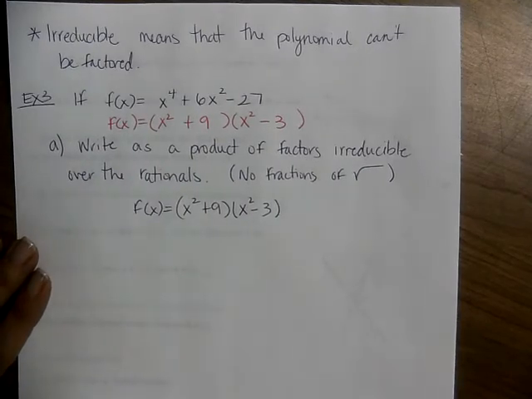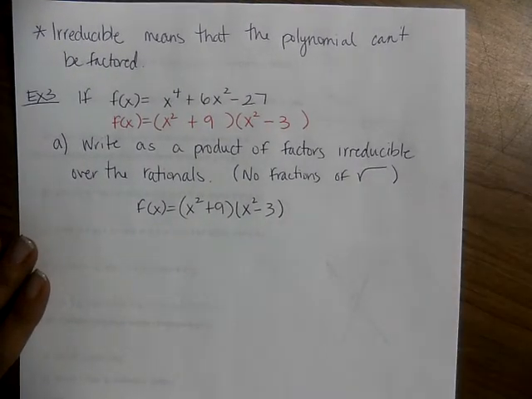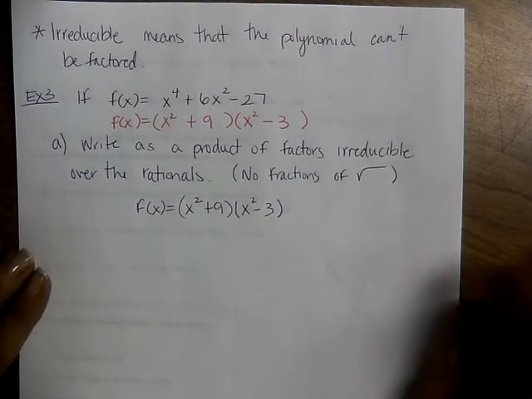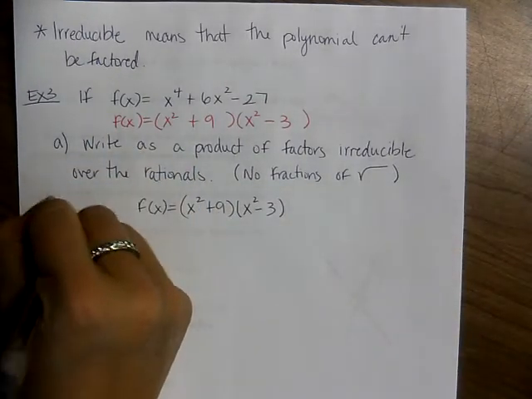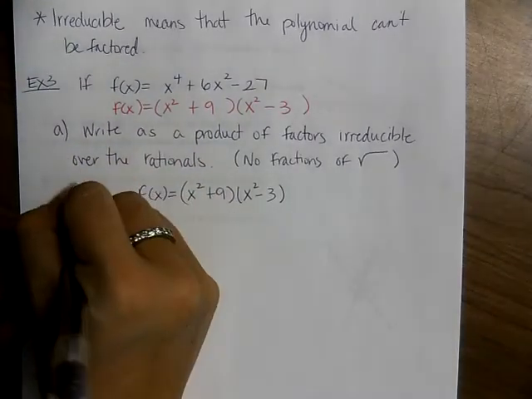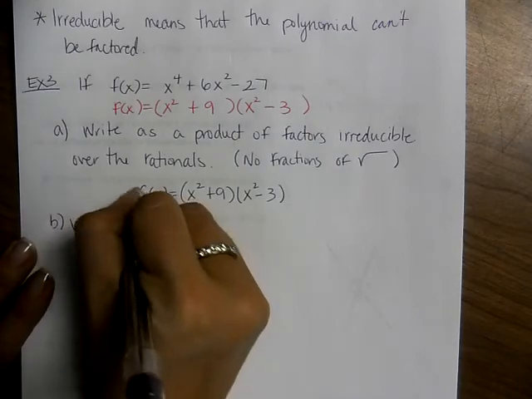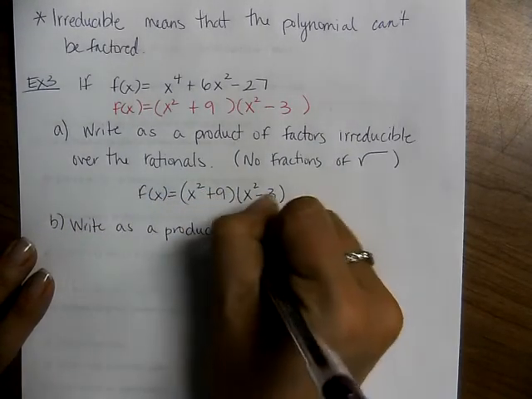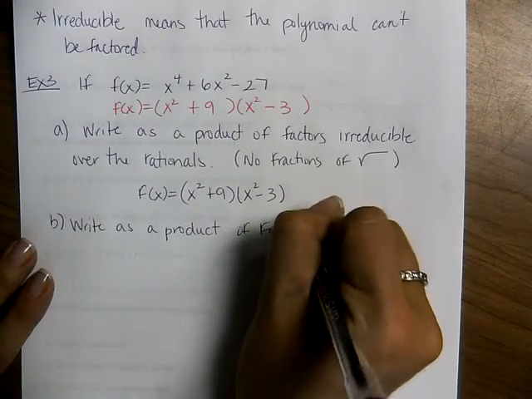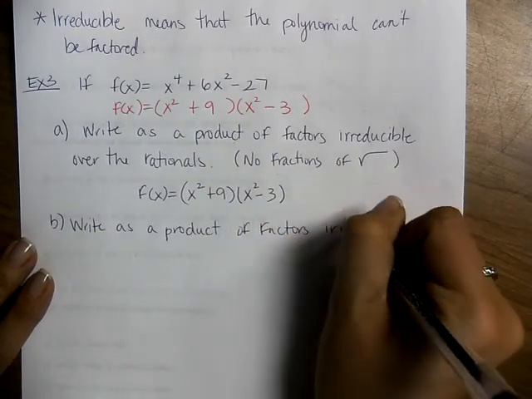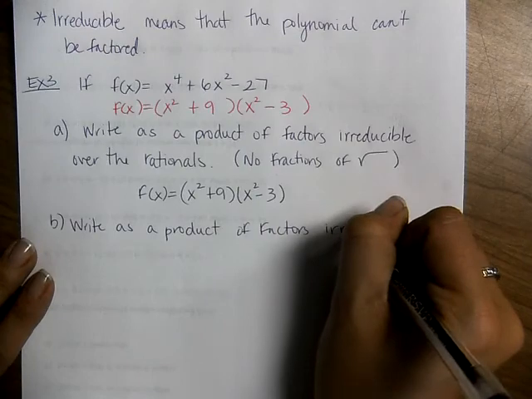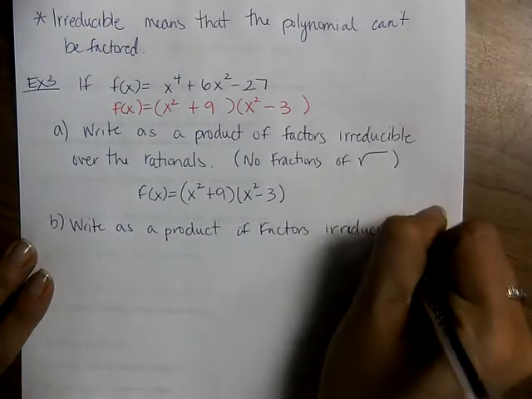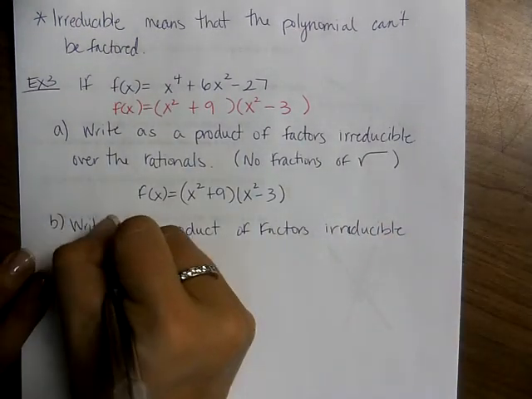Okay, so that's what we've done before. That's really like all the factoring you've done, right? This is how we would write our answer. We're comfortable with this one. Now, what if it said write as a product of factors irreducible over the reals?